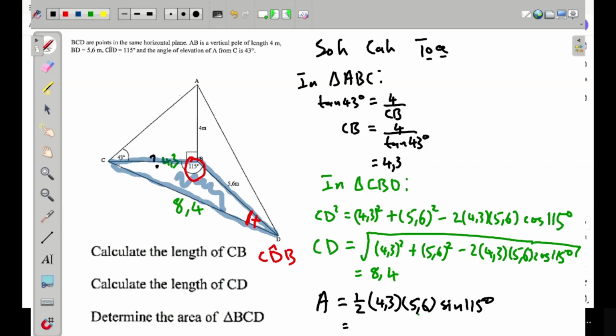And then all you got to do is type this whole thing in the calculator. And let's see what we get here. 0.5 times 4.3 times 5.6. And I'm going to go sine 115. I get something like a 10.9. And because they've given you units, it's proper to indicate that these are square units. So in particular, this will be 10.9 meters squared.